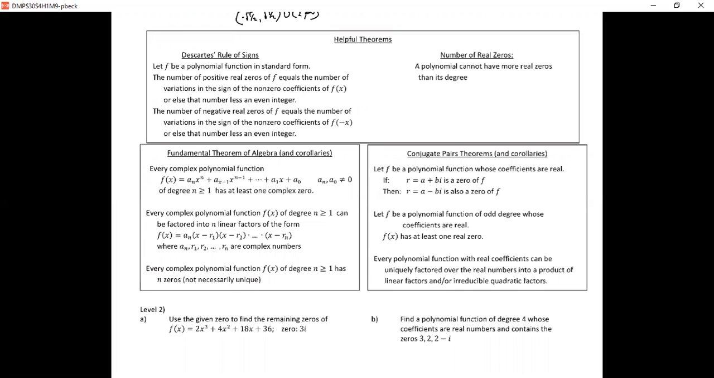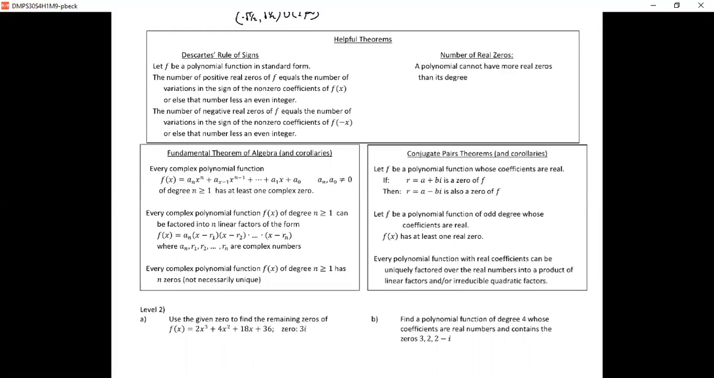So what I'm going to do today, as I said, is talk about the rest of 4.5 and 4.6. We're going to blend all the information together. The first thing I want to take time to note is Descartes' rule of signs. It's not something I'm going to be testing, but it's going to be very beneficial, and I'll show you why.